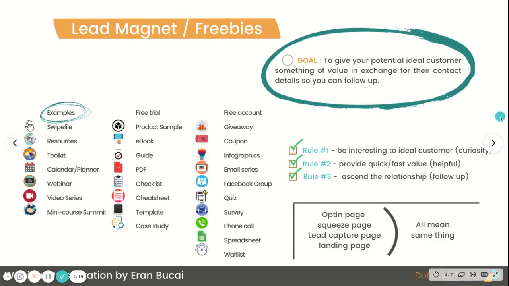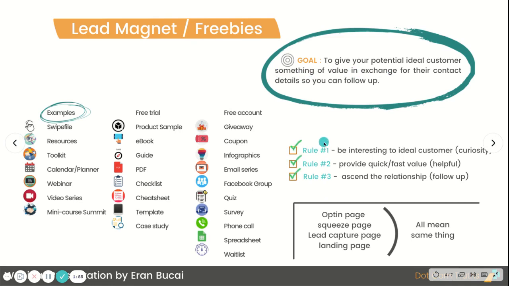So now here are some examples of lead magnets and a little bit about them. First of all, the place where you offer them the freebie or the lead magnet is called an opt-in page, or a squeeze page, or a lead capture page, or a landing page. They all really mean the exact same thing. It's a place where you're asking somebody for their contact details in exchange for something valuable. The goal is to give your potential ideal customer, a prospect, something of value in exchange for their contact details so you can follow up with them.